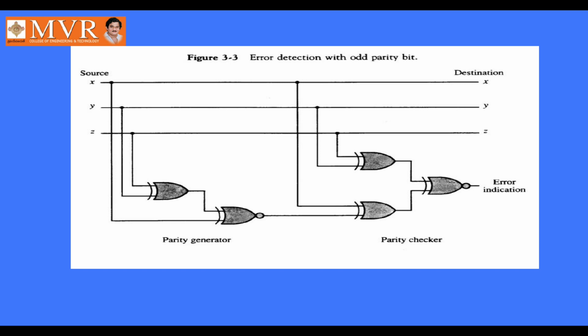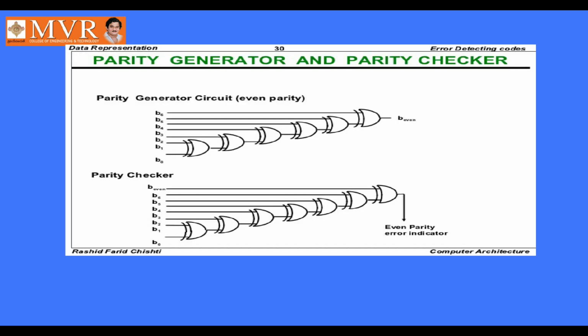Instead of the XNOR gate, we use an XOR gate for the even parity method. Simple. The same diagram can be reused by replacing XNOR with XOR. Wherever we have used XNOR, that will be converted into error detection with the even parity bit. Okay. Now, let us see the 8-bit method.